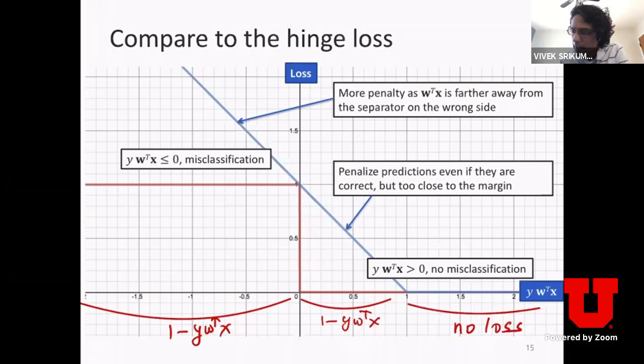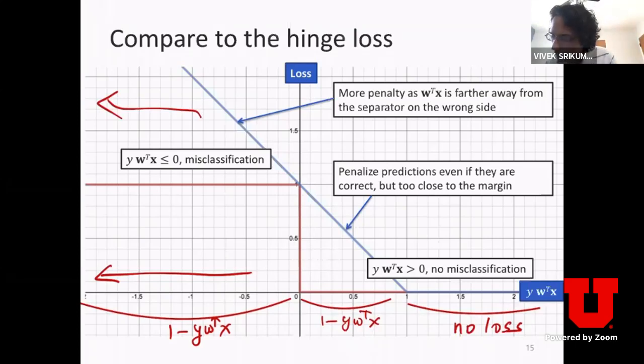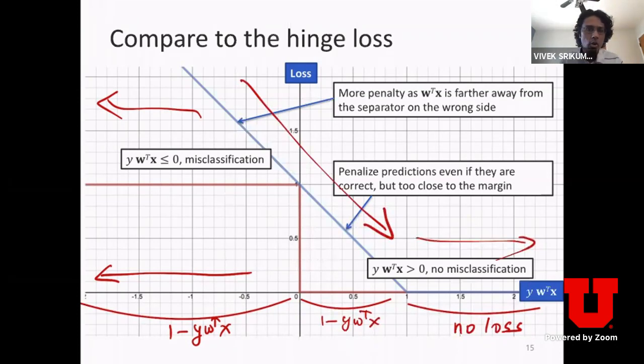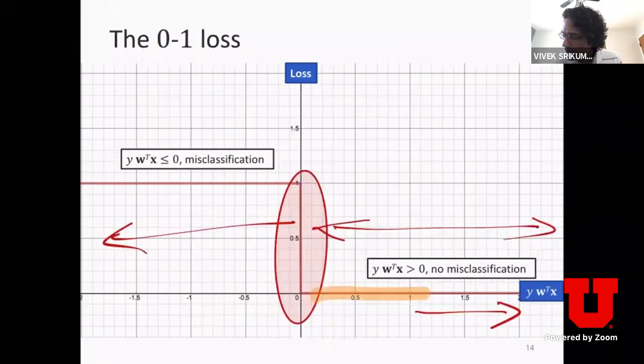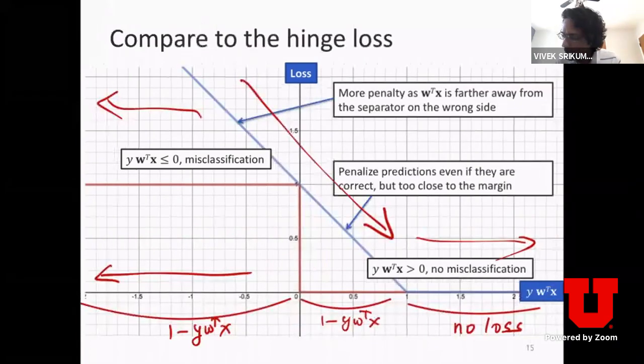And the other thing is the penalty keeps increasing as the point gets more and more on the wrong side. The goal of learning is to find a weight vector that takes you down this thing, and preferably on the good side. So the goal of learning with hinge loss is to find a classifier that puts you anywhere on this side of the line. With hinge loss, we are essentially saying anywhere on this side is good. So this is a surrogate. There are other surrogates for the 0-1 loss.